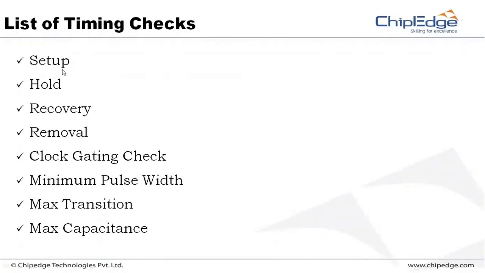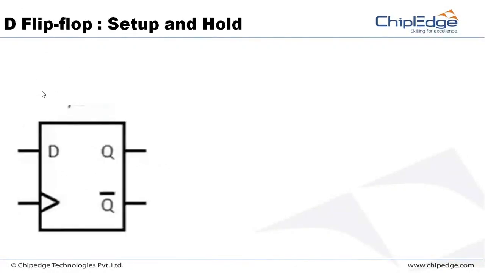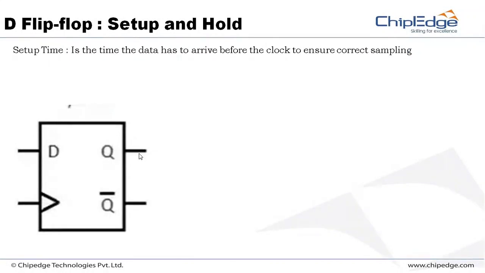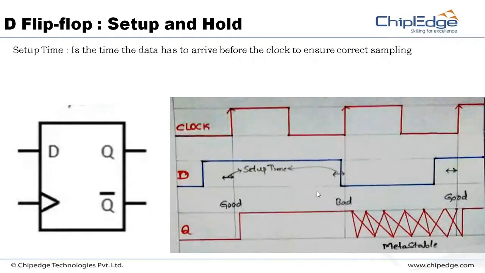I will take you in depth into what setup and hold mean. So let's take a D flip-flop. What are setup and hold? As I explained, the D data pin that gets the data should be sampled to Q. Setup time is the time by which the data has to arrive at this D pin before the clock edge.